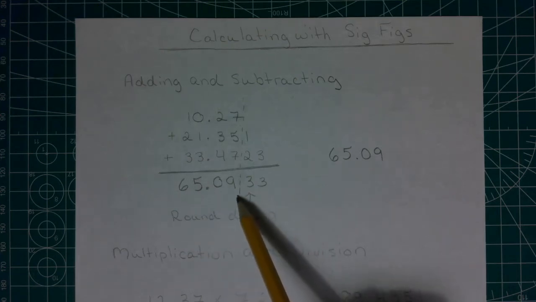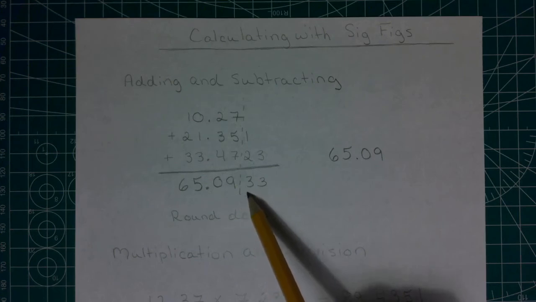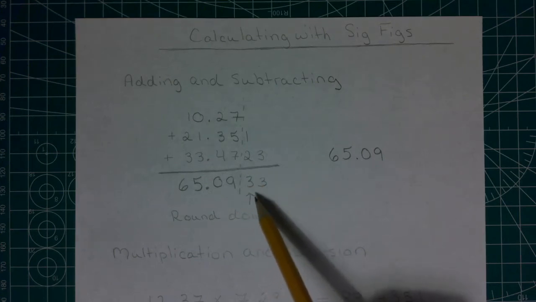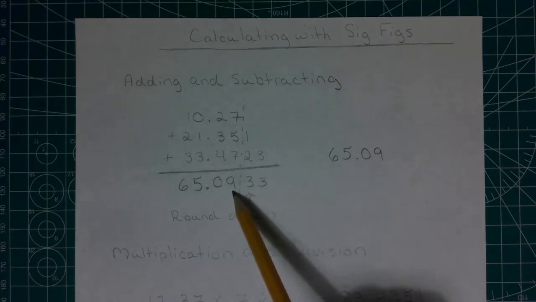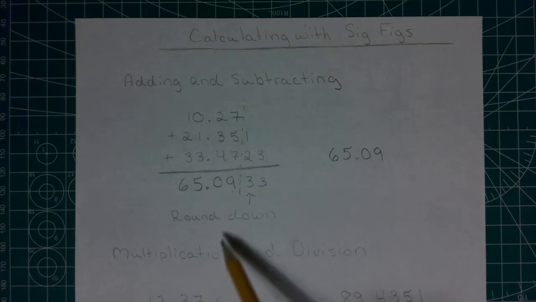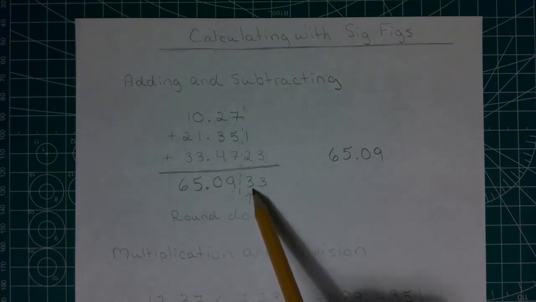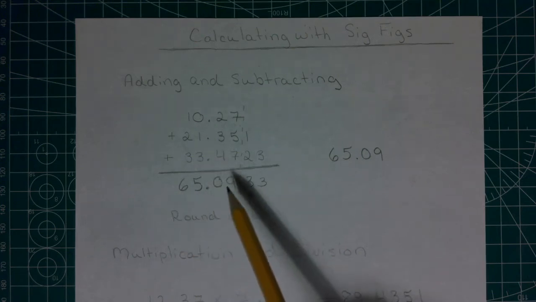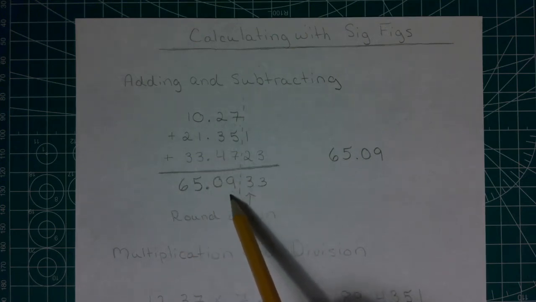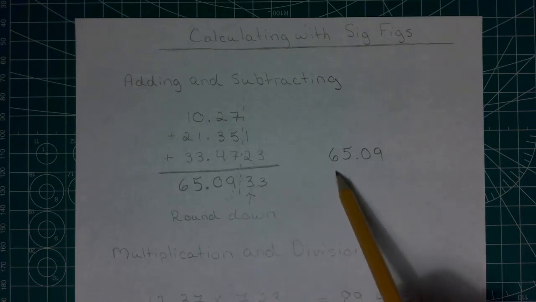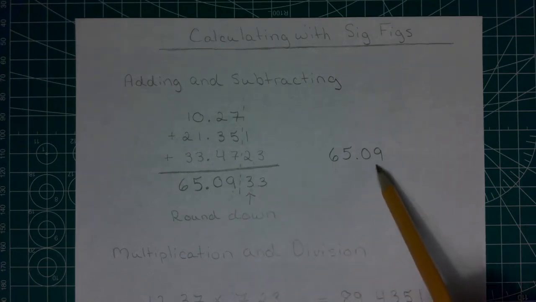Okay, now what we're going to do is round it. We're going to get rid of this part over here and round it to this value right here. And we're going to go with our typical rule where if we have less than a 5 here, we're going to round down. If we have a 5 or greater, we're going to round it up. So 3 is less than 5. We need to round this down, and our number is going to be 65.09.